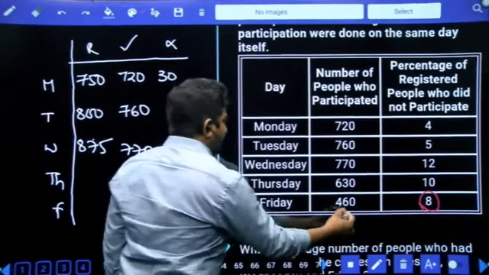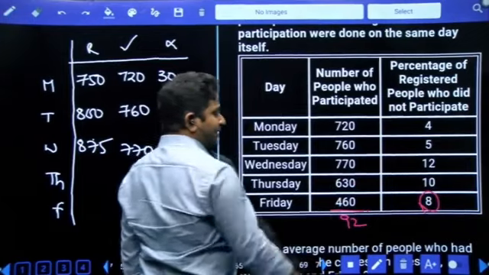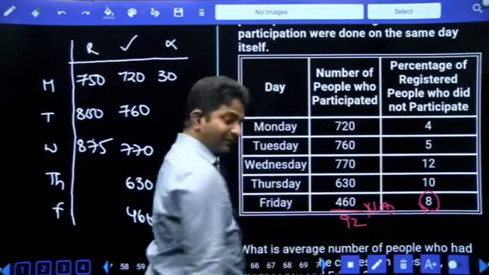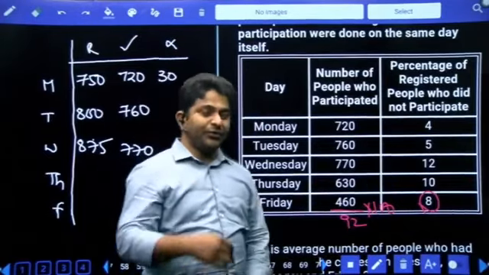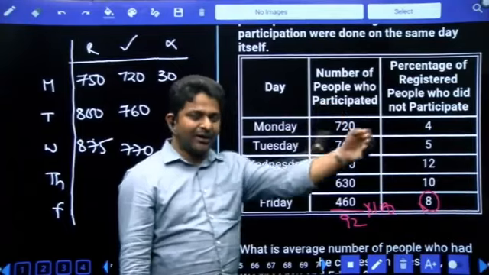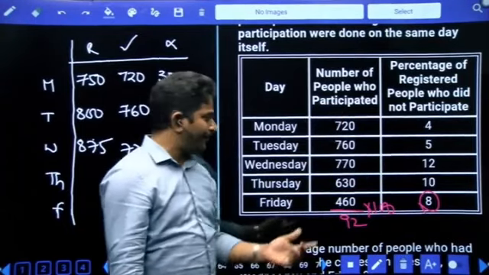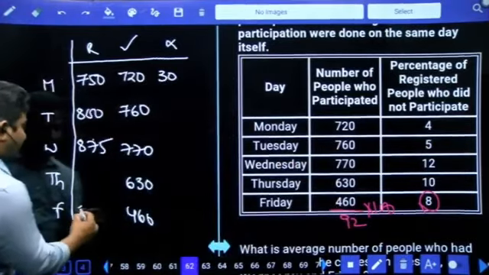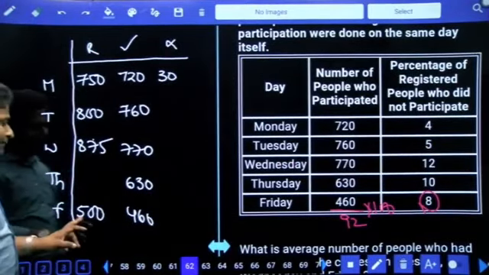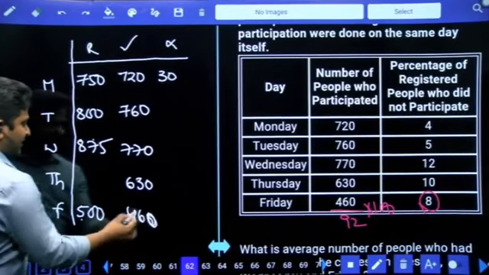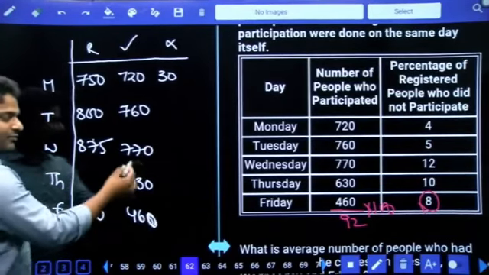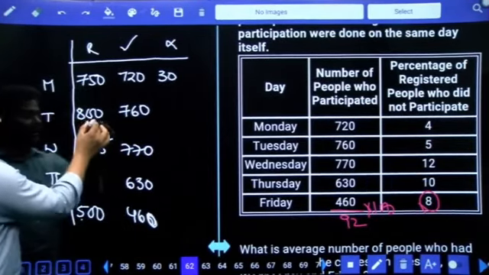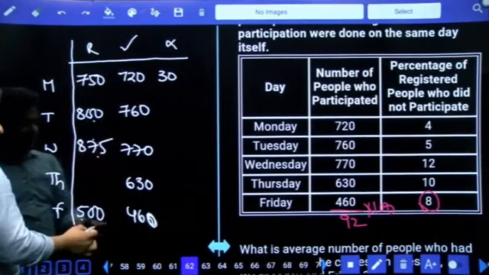Next you need it for Friday. 8% not participated. Then participants are 92%. 1% is 460 by 92, and 100% in the sense into 100. Otherwise, from 92%, if you want to get 100%, it is a little bit high, approximately 10%. The number should be more than 460 and a round figure. If you treat it as 500, 1% is 5, 8% is equal to 40. If you subtract 40, you get 460. Condition satisfied.